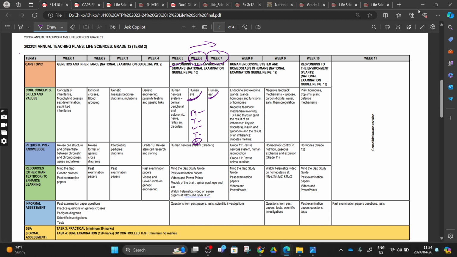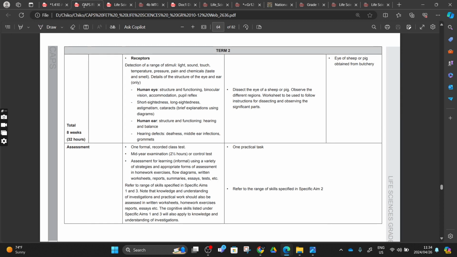At this moment, you know what is happening with our brain, you know what is happening with our spinal cord, you know what is happening with our neurons, our nerves, you know what is happening with our receptor organ named the human eye. You'll agree with me, right? So we can move on. CAPS, we are done here. We are done here. This one we didn't do, right?